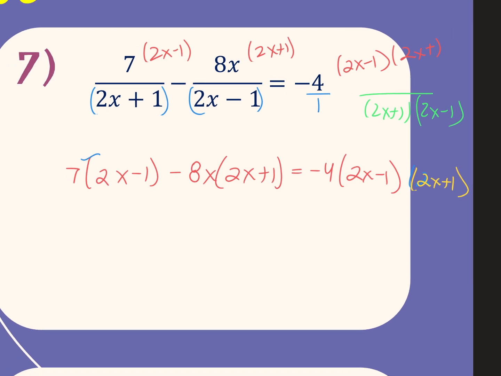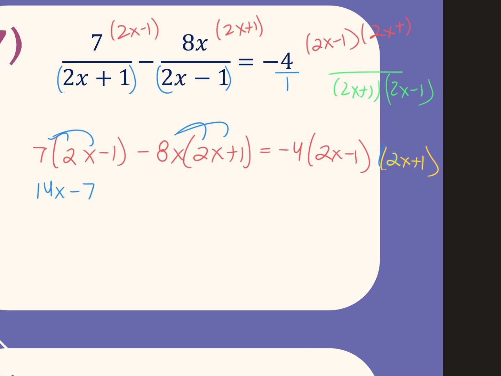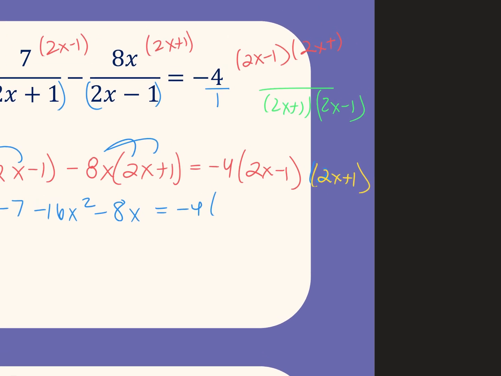Let's distribute the 7. So 14x minus 7. What am I distributing here? Negative 8x, right? So I have negative 16x squared minus 8x. Everybody with me? All right, equals, I'm going to go ahead and FOIL this. What is this going to become? 2x minus 1 and 2x plus 1. Say it again. 4x squared minus 1. Good, because when you multiply, it's the same terms, different signs, it's going to cancel out.